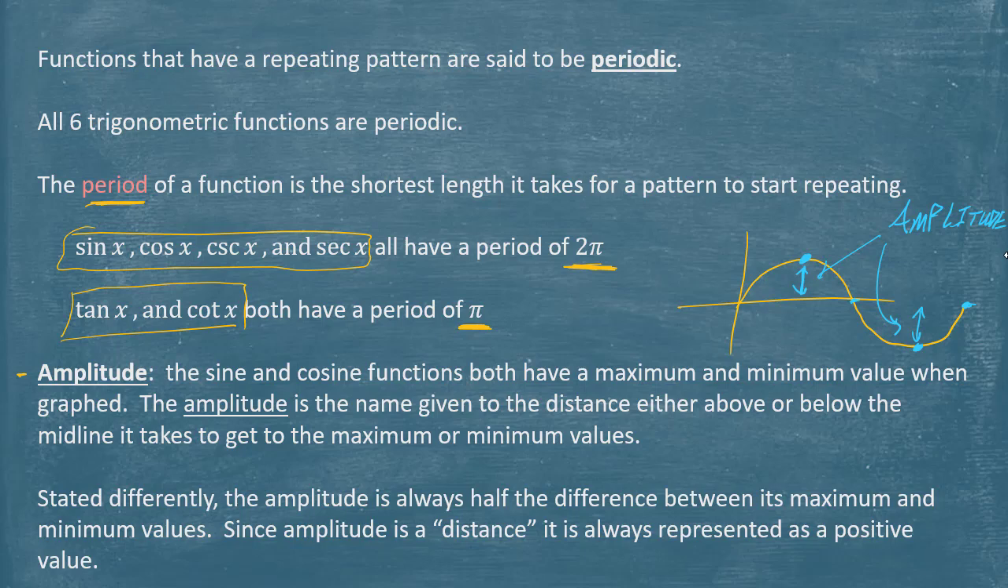If it helps, you could say double the amplitude is always how far the high point is away from the low point. So if you know that it's a distance 2 to get from high to low, then its amplitude must be half of that, or 1. But anyway, that's just some terminology that we have.